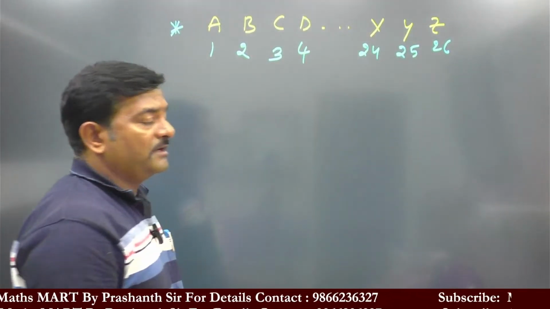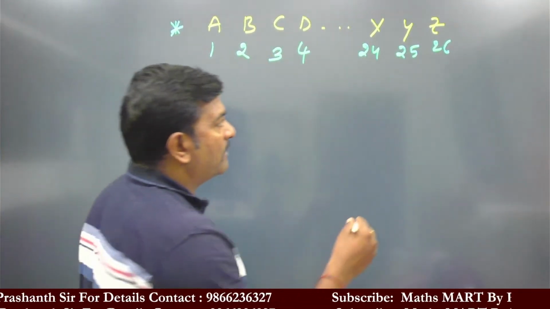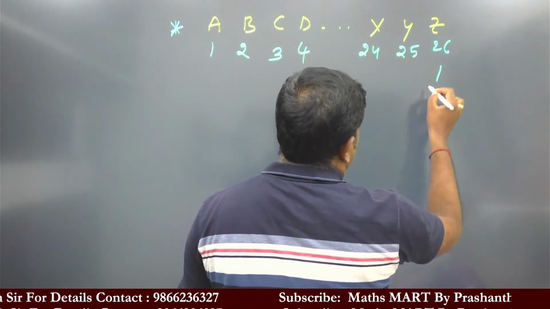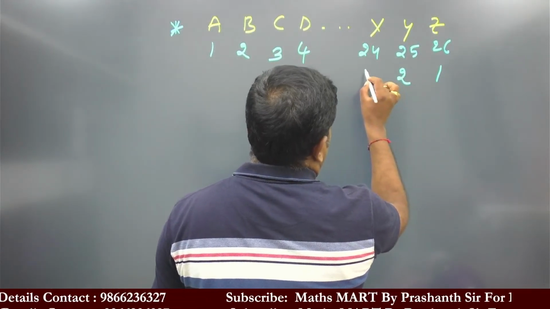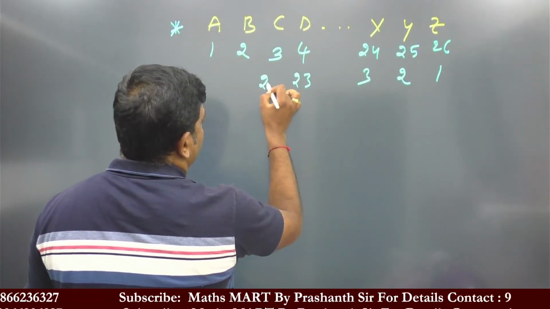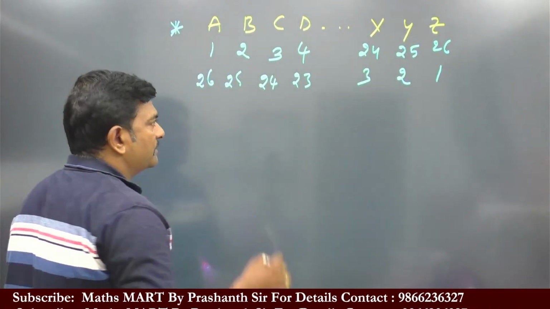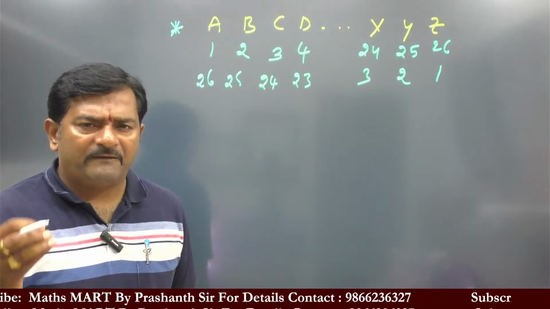One more interesting thing we are learning. In order to assign the numbers from right to left, we simply take Z as 1 and Y as 2 and this is 3 and so on. D means 23 and C means 24 and B means 25. A means what we can take? 26. Like that you should know everything.